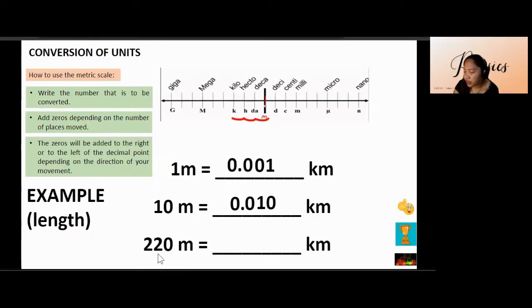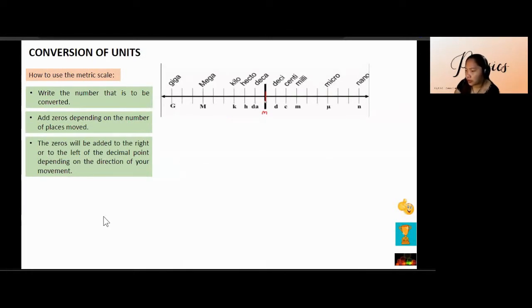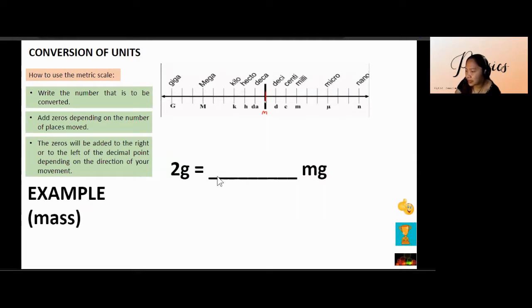Alright, how about 220 meters? What is that in kilometer? So that's 220. We have to move to the left from the decimal point. That's 1, 2, 3, and that becomes 0.220 kilometer. Okay, another example is the unit for mass. It's still the same process. 2 grams. If we're going to change it to milligram unit, we have to move 3 places to the right, and this becomes 2,000 milligrams.